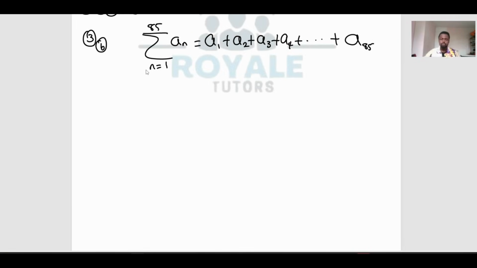All right. So if you look at this now, that means we are doing 3 plus 5 plus 3 plus 5, and then we continue like that till we get to the 85th one. Now, looking at it, the 85th one should be 3. How do I know? Study the pattern. A1 is 3, A3 is 3, A5 is 3. For every odd place, it is 3. A2 is 5, A4 is 5. For every even place, it is 5.